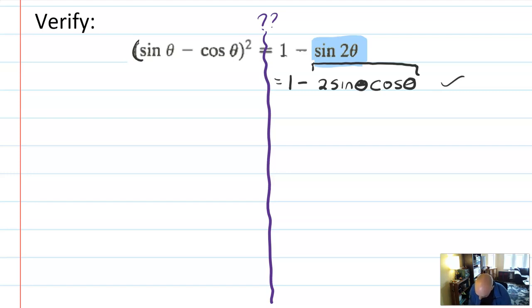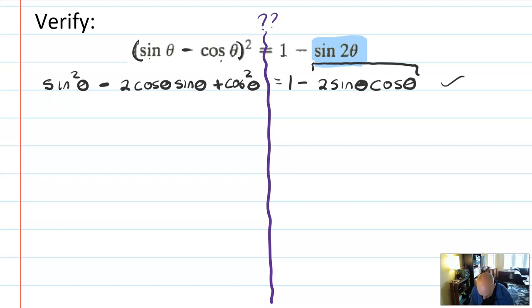So what do I do here? Well, this is a binomial. I'm going to have to FOIL it out. It's a perfect square, though. So this is going to be the perfect square pattern, sine squared theta, minus 2ab. Well, that's a, that's b. So this is cosine theta sine theta. And then it's going to be plus cosine squared theta. Right, so just the perfect square pattern.